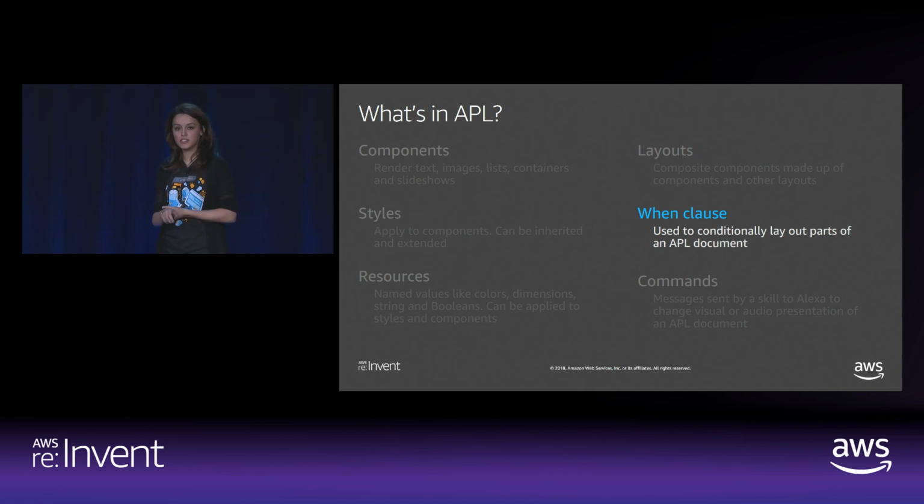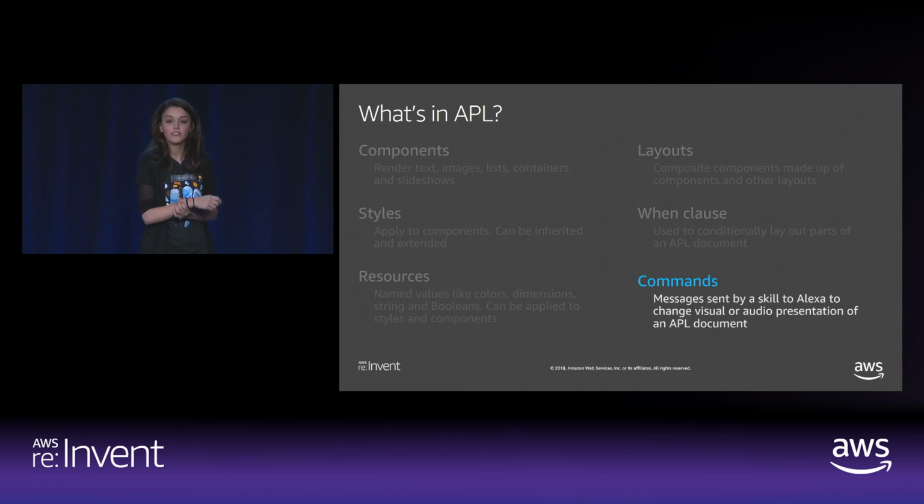We also have conditions. These can choose to inflate things based upon the condition, and these are called when clauses. So if I wanted to show specific things on my Echo Show versus my Echo Spot, that's something that I can define within my APL document or in my skill code. And then finally, commands. These are messages sent to your actual APL document that can change the visual or audio presentation of your skill. So an example command we saw earlier when Alexa was highlighting the list item that she was on, that command is called speak list.